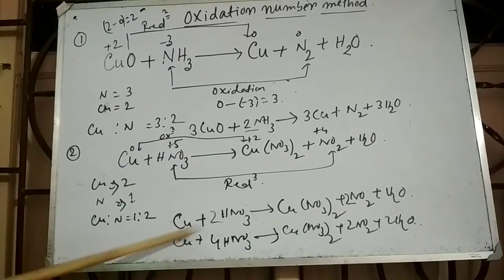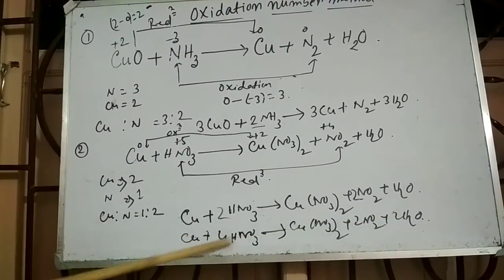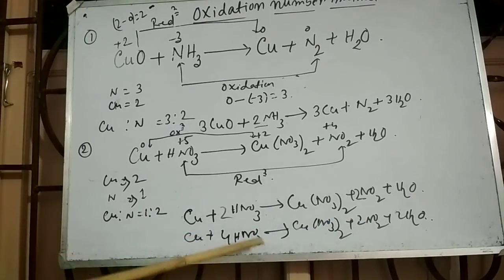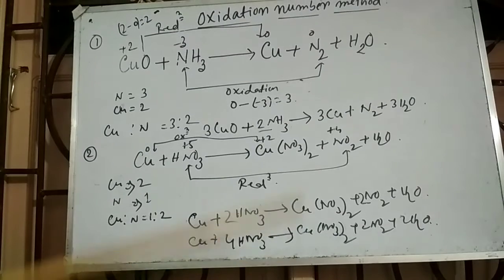Here the copper is 1, hydrogen is 4, hydrogen is 4, nitrogen is 4, nitrogen is also 4, and oxygen is 12, and here oxygen is also 12. Thank you.